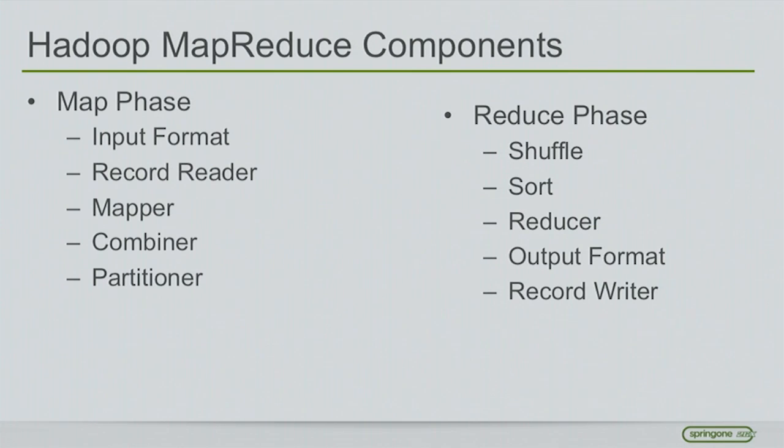So, the different MapReduce components. In the map phase, these are all Java classes that you can implement. There's an input format, a record reader, a mapper, a combiner, and a partitioner. The input format is how do I split and specify my data?